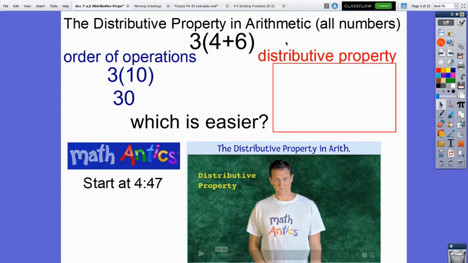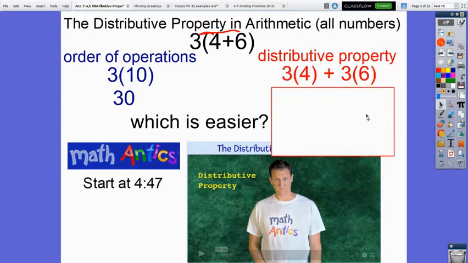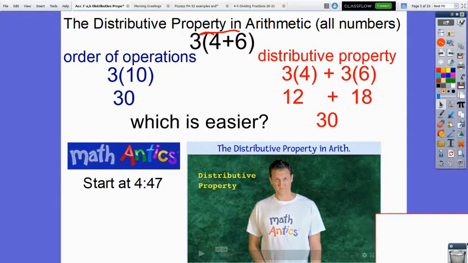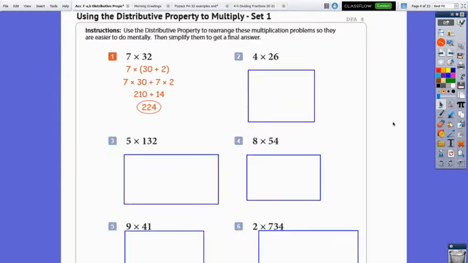The other option here is to use the distributive property. So that means to do 3 times 4 and then 3 times 6 and add those two things together. So 3 times 4 plus 3 times 6, that's 12 plus 18, which is also 30. Which one of these is the easier method? I would say it's probably the order of operations, but okay, if you wanted to, you can look at this Math Antics video. Just search Math Antics, distributive property in arithmetic, and it'll do a couple of examples of this, but let's take a look at some examples.